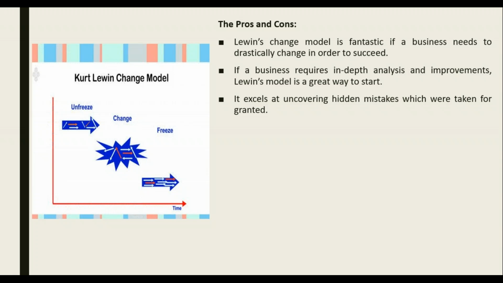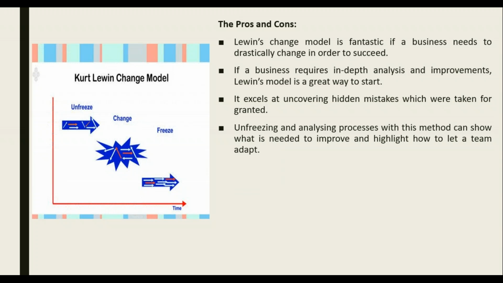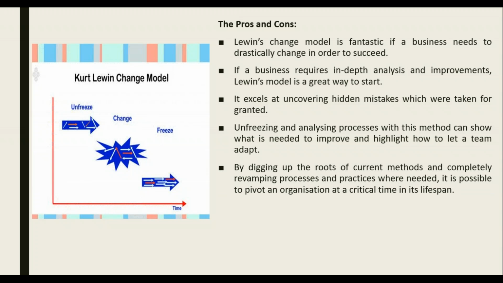If the intention is to carry out any business process re-engineering, or some ingrained mistruths need to be eliminated, Lewin's model is ideal. Unfreezing and analysing processes with this method can show what is needed to be improved and highlight how to let a team adapt. By digging up the roots of the current methods and completely revamping processes and practices where needed, it's possible to pivot an organisation at a critical time in its lifespan.